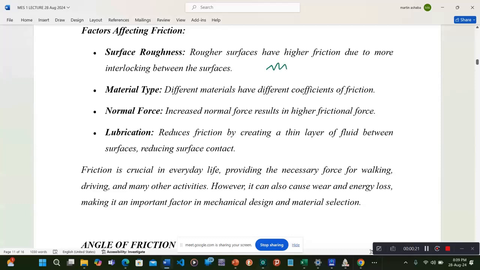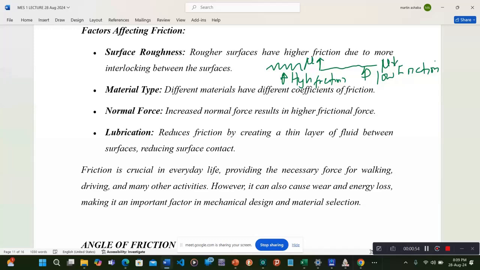If you have a surface like this and a surface like this, then obviously you'll have high friction here and you'll have a low friction there. And here the value of nu, the coefficient of friction, will be high, and here the coefficient of friction nu will be low.